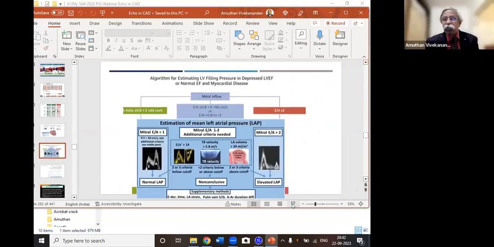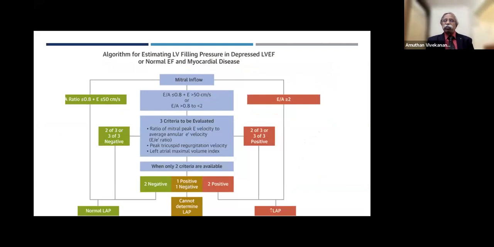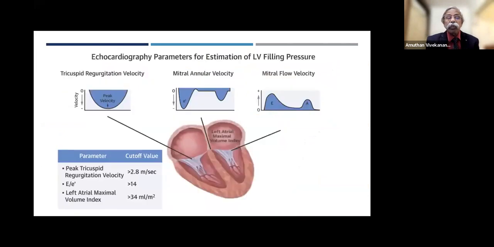But in heart failure with preserved ejection fraction, with ejection fraction being normal, we have to record some of these parameters. The most important thing is the mitral annular velocity. Mitral annular velocity is recorded at septal and lateral, two areas, and then it can be averaged. This is the E prime, this is the A prime. You can see that. E prime is recorded. And then TR jet velocity, and then mitral flow velocity. So you have to identify these things.